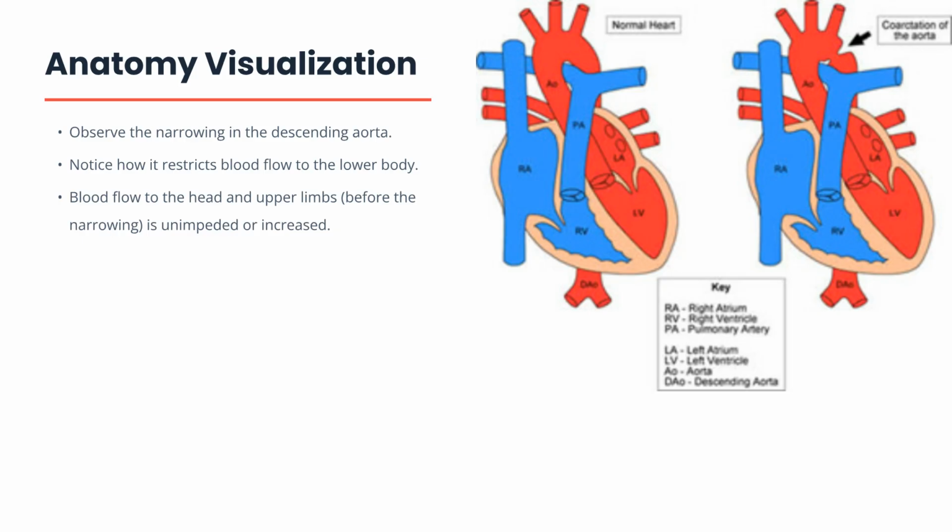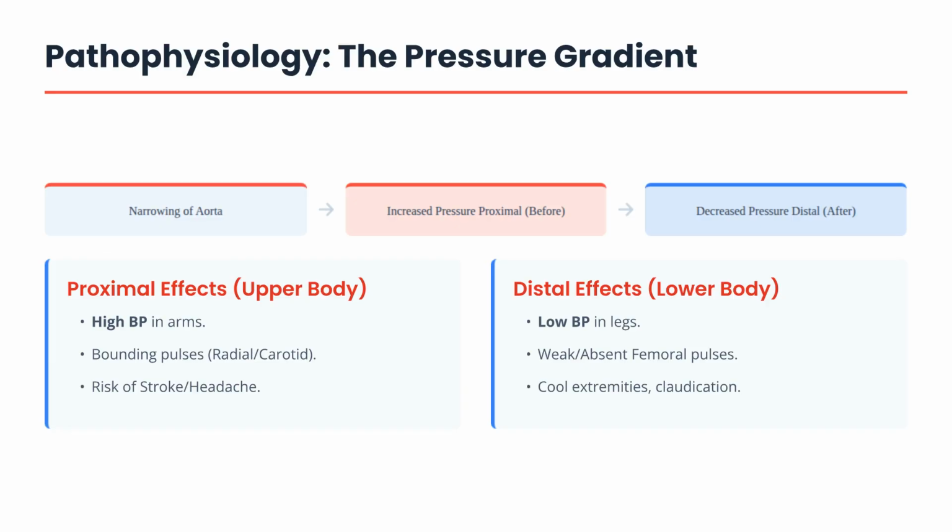This visualization highlights the narrowing in the descending aorta. Notice how the coarctation restricts blood flow to the lower body, while blood flow to the head and upper limbs remains unimpeded or is increased. The coarctation creates a pressure gradient.